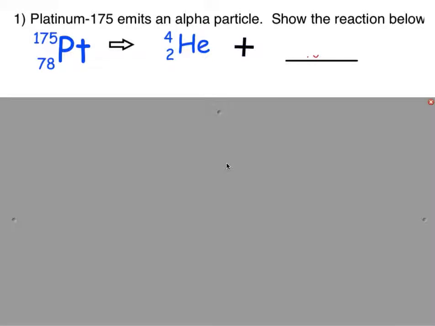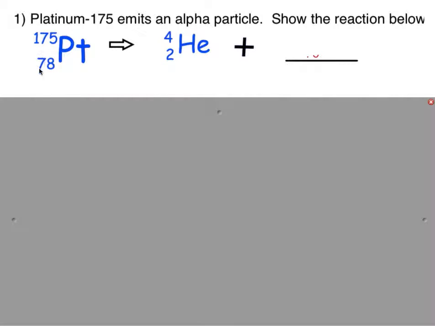Hello. Our goal here today is to write nuclear equations. So there's nothing really new happening here. We're just trying to fill out this blank. We're going to talk later in class that platinum can decompose. It can turn into helium and something else. And I want to know what that something else is. And we use these numbers to help figure it out.